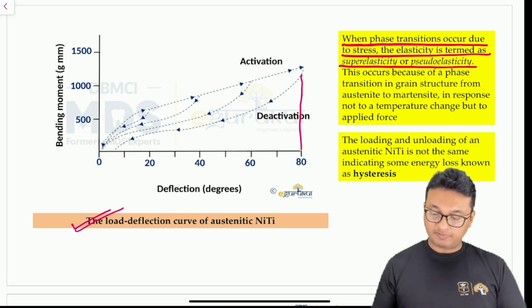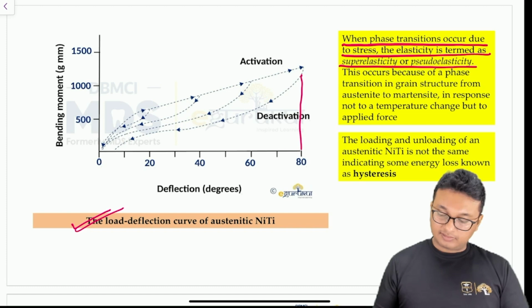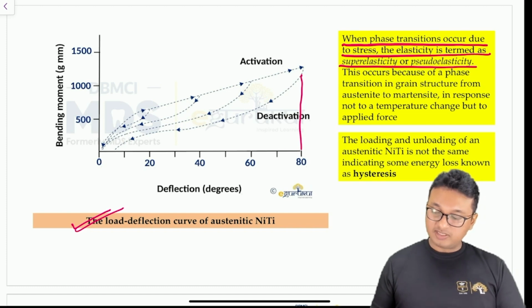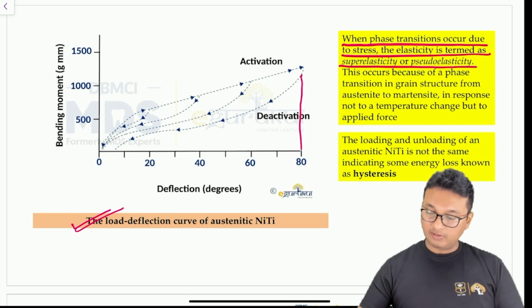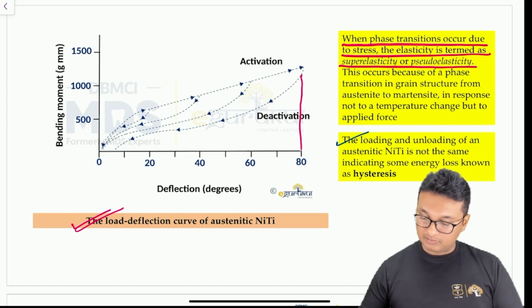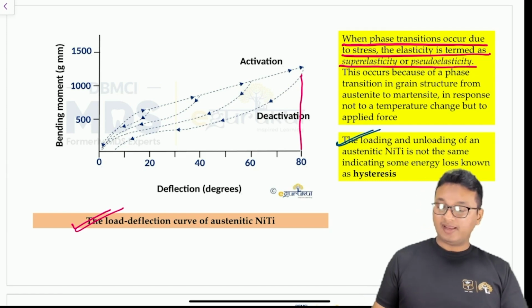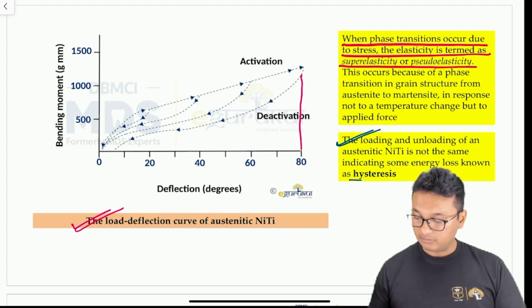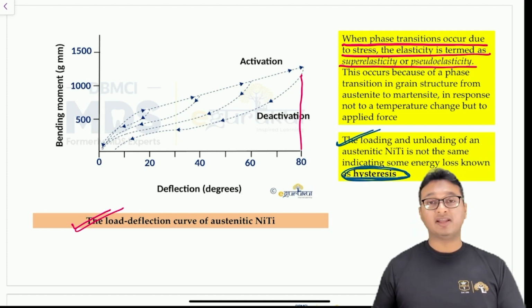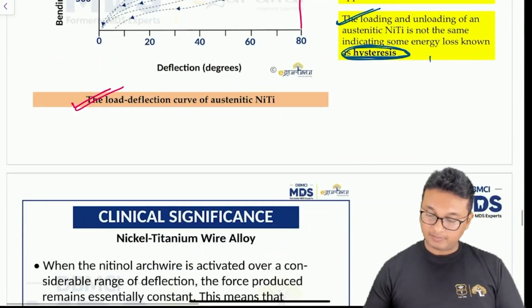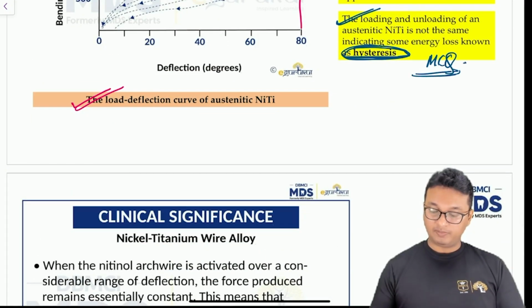Now, upon deactivation, what is happening? Some amount of energy is lost. As you can see, the loading and unloading of the austenitic NiTi wire is not the same, indicating some energy loss, which is known as hysteresis. This process of energy loss to the surrounding environment is known as hysteresis. Okay, so please make a note. This is again an MCQ based question for you guys.